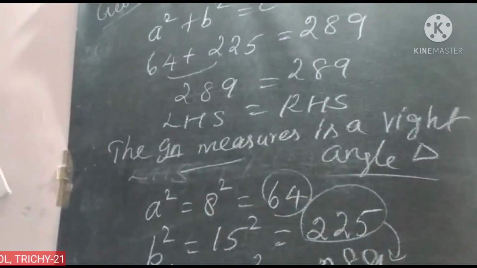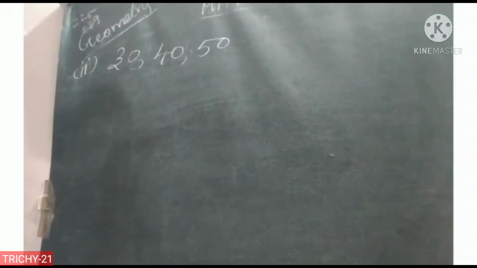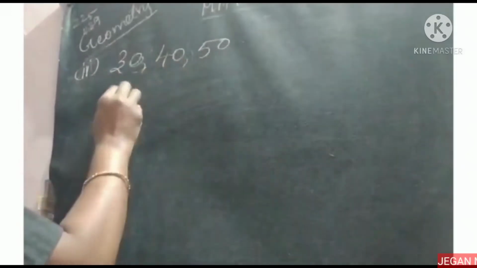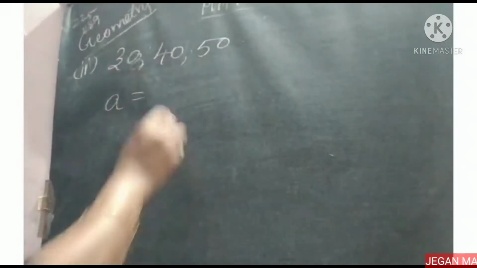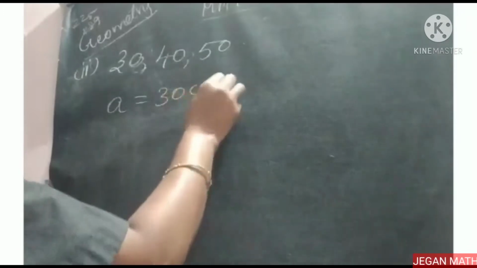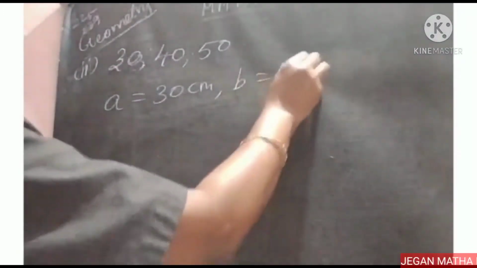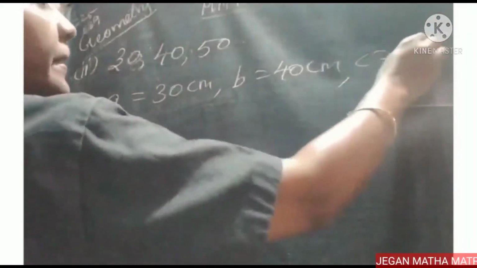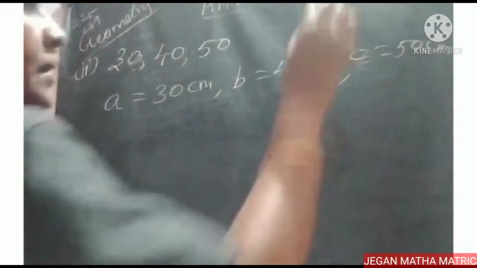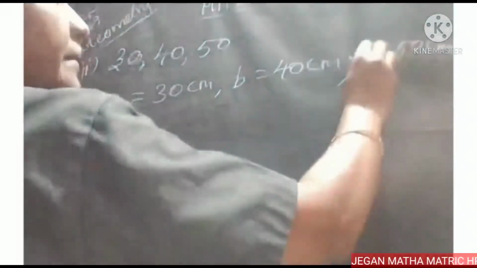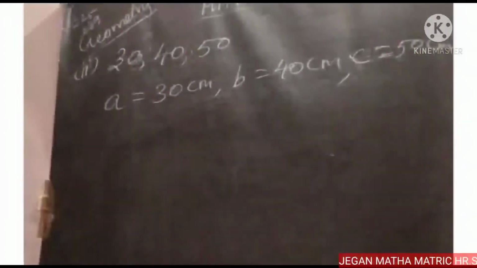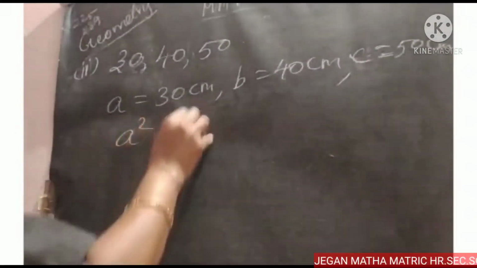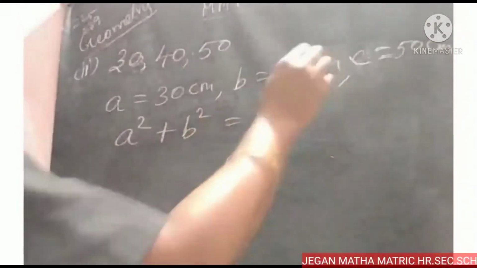Is it clear? Now let us see the second one. The given measurement is 30, 40, 50, that is A equal to side 1 equal to 30 centimeter, B equal to 40 centimeter, C equal to 50 centimeter. First you have to write like this: the third side C equal to 50 centimeter. Now we have to check it: A square plus B square equal to C square.